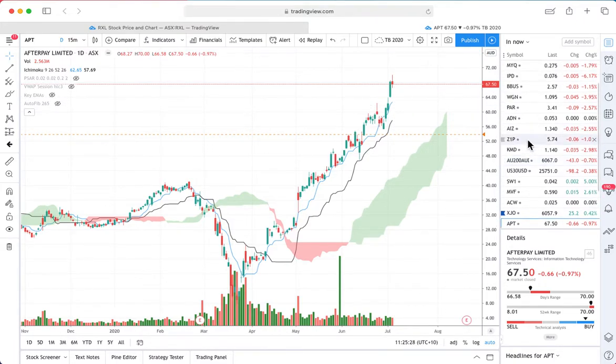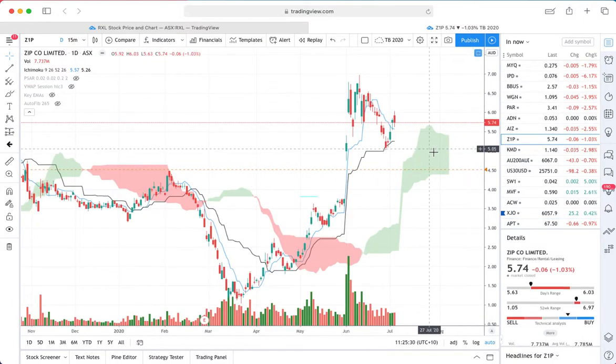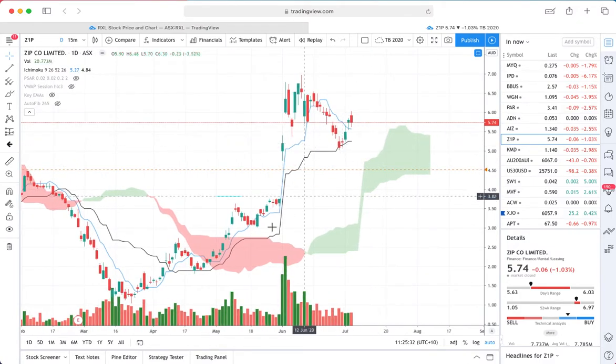Let's try another one. Zip. So Zip, we can see, broke through resistance and kept on going up. And then once the price started to go below the blue line here, that was a no-go. And only yesterday or Thursday did it bounce back up above the green line. And it could possibly continue on upwards, or it could sort of consolidate along here around that $5.69.